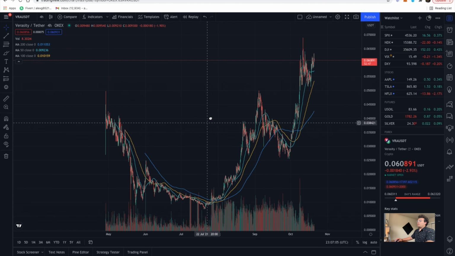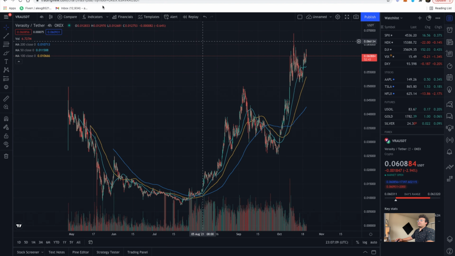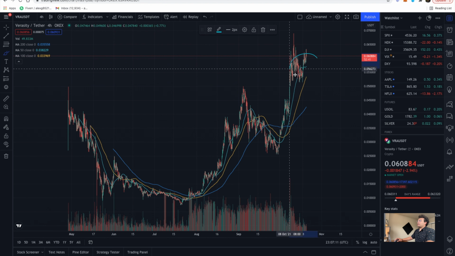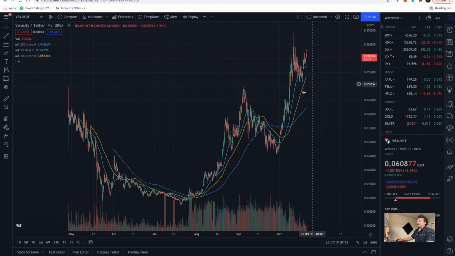Today we're going to do a quick update on Verasity. We recently had a nice little run up here, which we predicted a couple weeks ago, and now I just kind of want to update you guys on what I'm seeing, some adjusted price predictions, and a few chart patterns I want to point out. So we're going to cover that today.